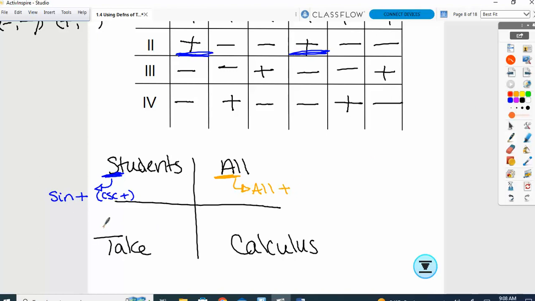T. What do you think T stands for? So in quadrant 3, tangent is positive, and we know then the reciprocal is as well. We look, tangent and cotangent were positive, the others were negative.